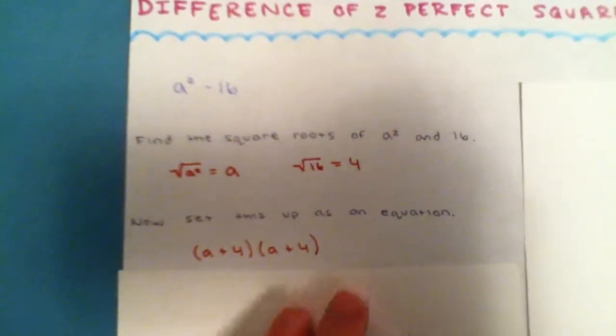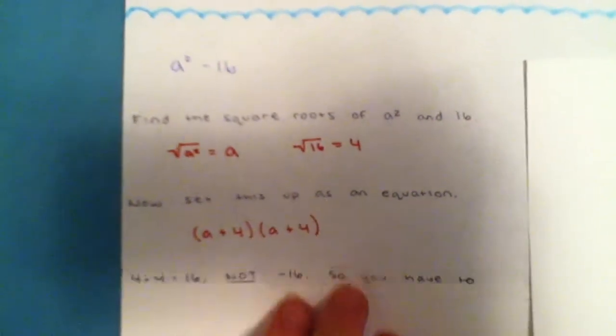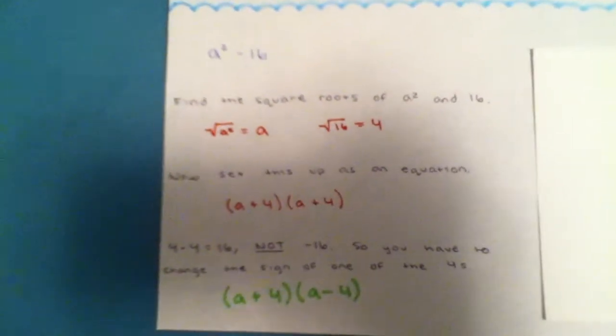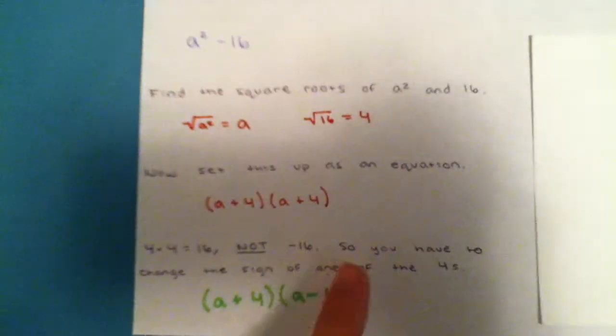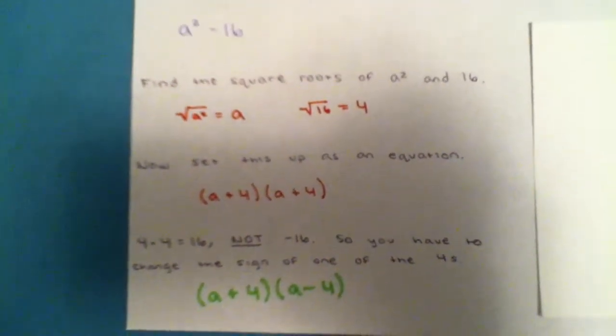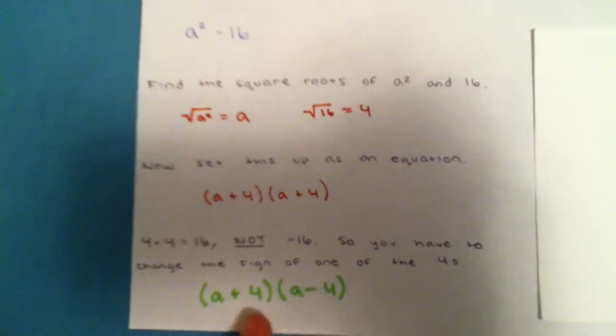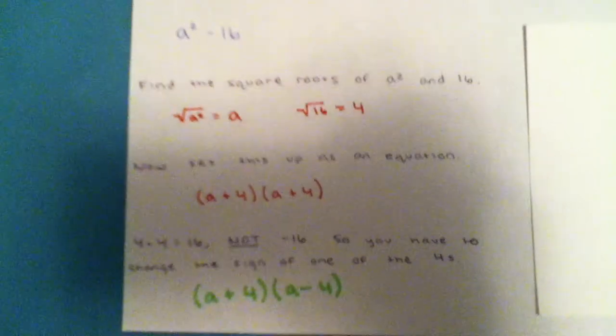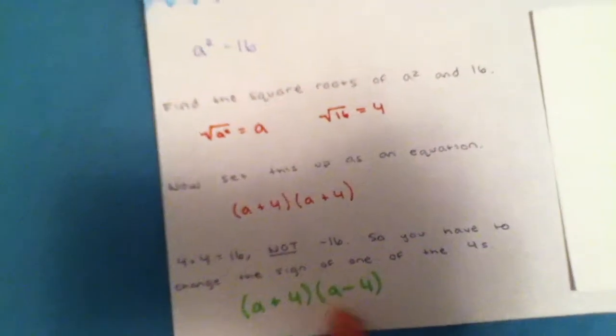We'll put it in parentheses, so a plus 4 times a plus 4. However, 4 times 4 is 16, not negative 16, so we have to change one of the signs of the 4. So we have a plus 4 times a minus 4, and this is how our answer would be written.